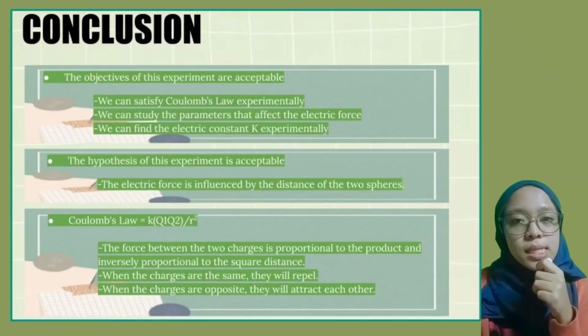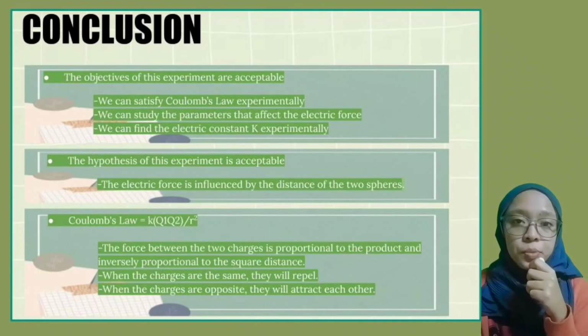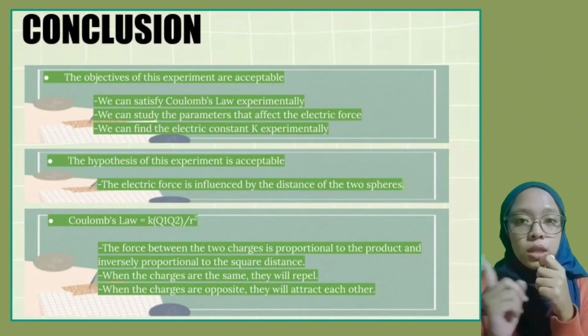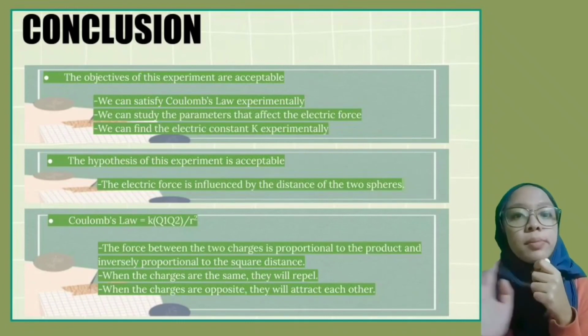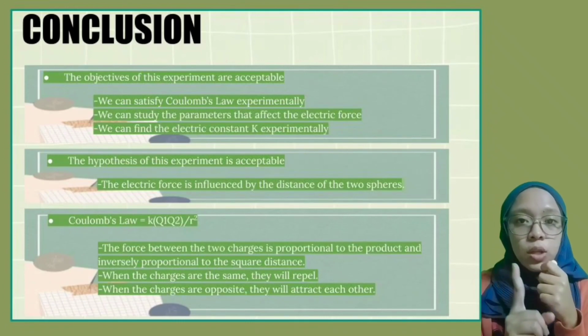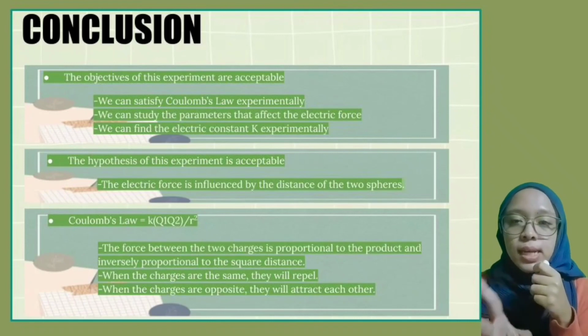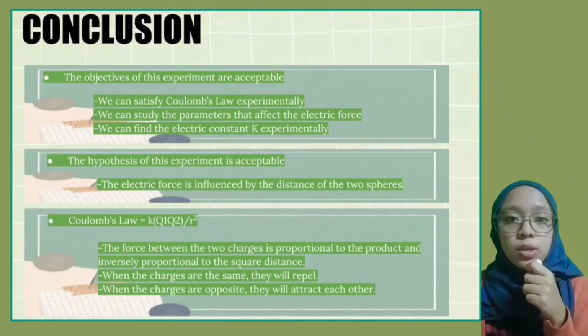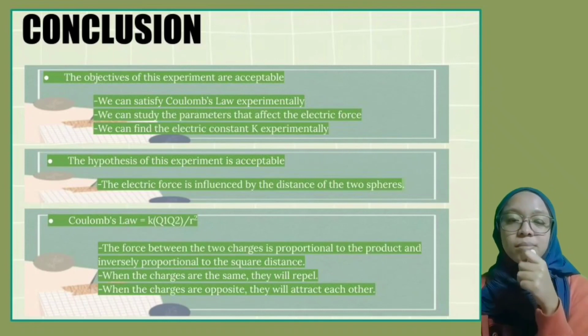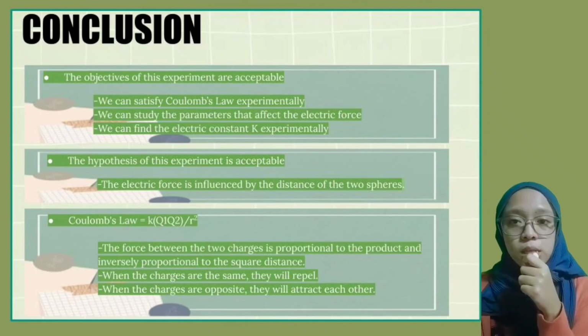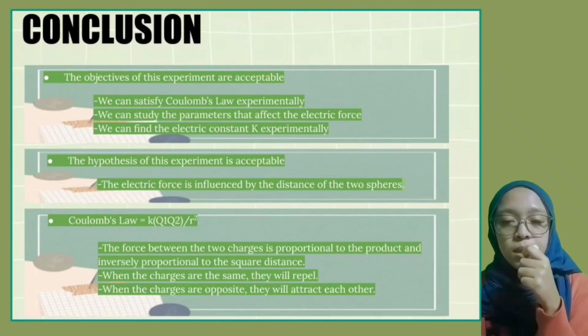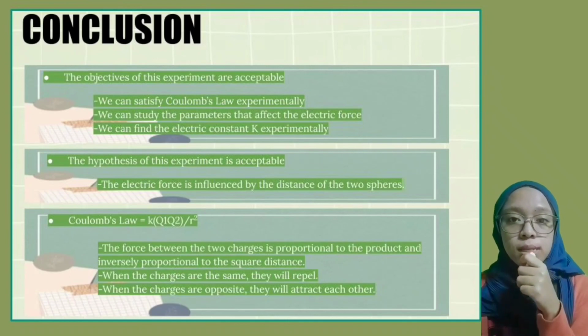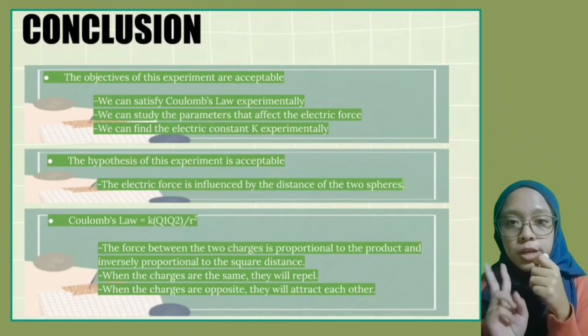Last but not least, we can go through the conclusion. Based on the experiment, we can conclude that the objectives of this experiment are all achieved. We can satisfy Coulomb's law experimentally. We can study the parameters that affect the electric force. We can find the electric constant K experimentally. The hypothesis of this experiment is also acceptable. The electric force is influenced by the distance of the two spheres.